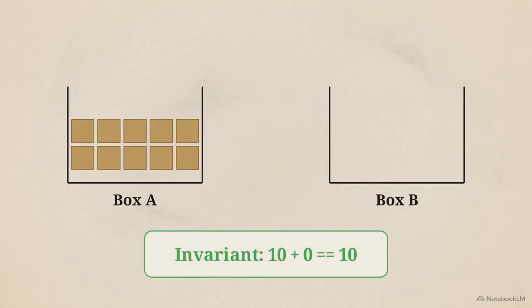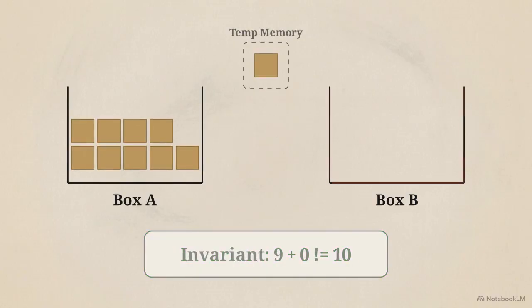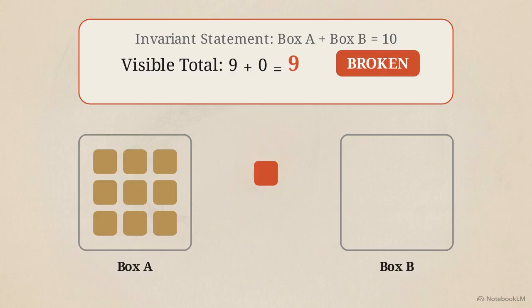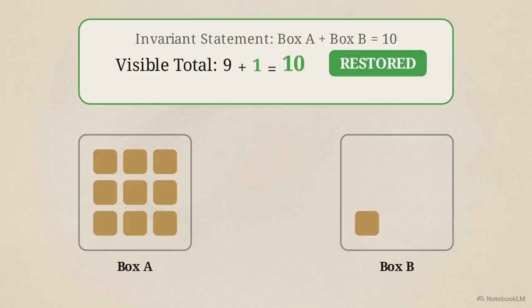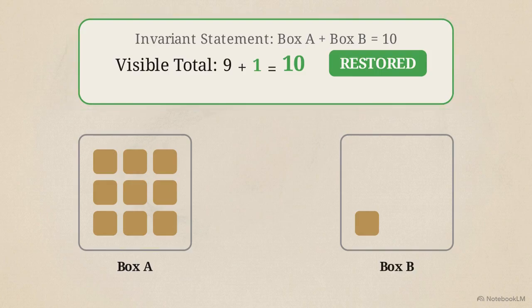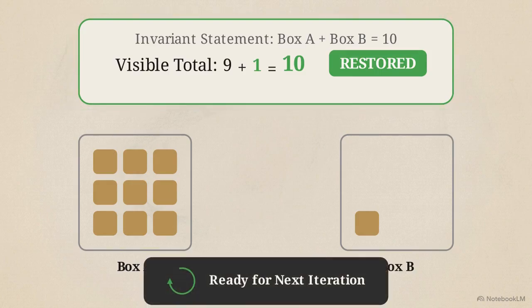Then, the intermediate work begins. We pop an item out of box A. It's now suspended in memory. Box A has 9 items, and box B still has 0. At this exact fraction of a second, the total visible count is 9. The invariant is broken. The system is temporarily in an invalid state. But the iteration isn't finished. We append the item into box B. The visible total is 10 again. The invariant is restored. The loop has successfully repaired the mathematical truth, making it safe to trigger the next iteration.